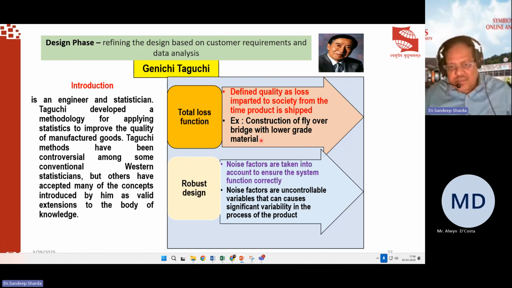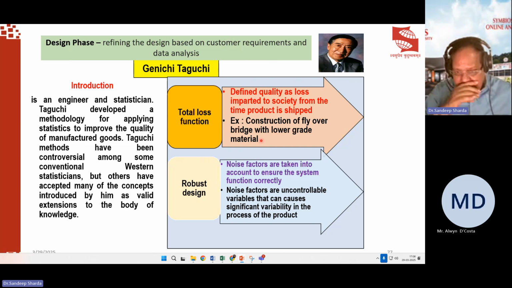So cement, once it is of a lower grade and if it is shipped and being used for another purpose in the society, then that is also going to be of a lower grade. So that is what we call the addition of degraded quality products in the supply chain. So that is what we call the total loss function to the society.